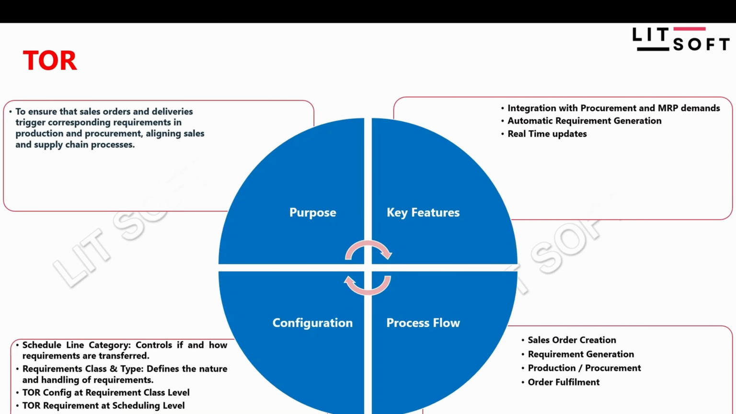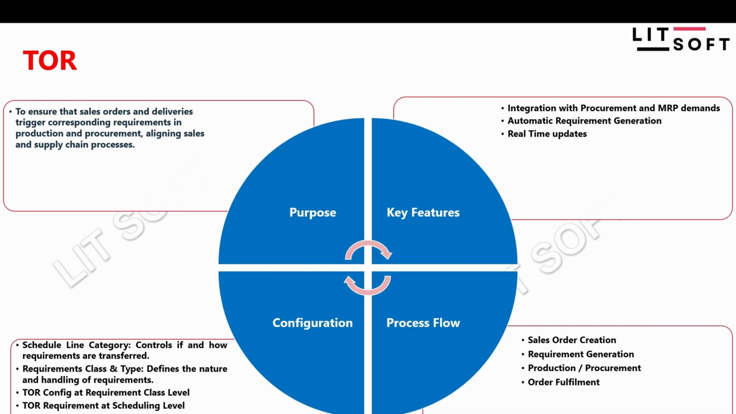Then transfer of requirements, the same category, you can see almost 50% are there in the earlier configuration, to ensure that the sales orders and deliveries trigger corresponding requirements in production and procurement. Okay, so whether the demand request needs to be sent for external procurement or internal production, that is the purpose of transfer of requirement. Whether it is planning or non-planning is nothing but the schedule line level you will be having. So whether it needs to be planned or not planned.